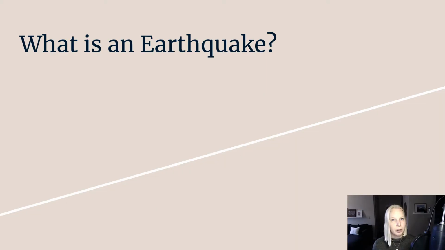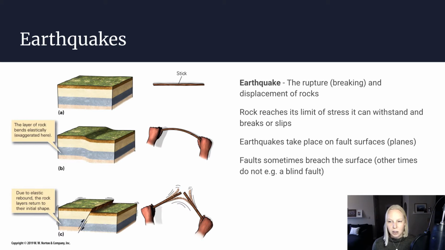So first, let's talk about what an earthquake is. Earthquakes are essentially the rupture or the breaking and displacement of rocks. Earthquakes can occur on faults that already exist or on brand new faults. They can both generate earthquakes. Essentially, earthquakes occur when you've stressed a rock enough that it can't withstand that stress anymore and it needs to break or slip in order to release some of that stress buildup.